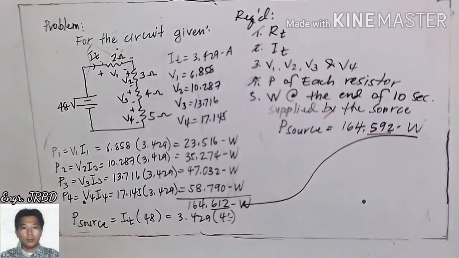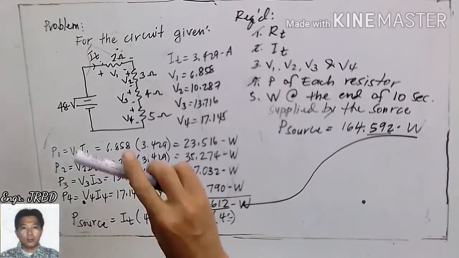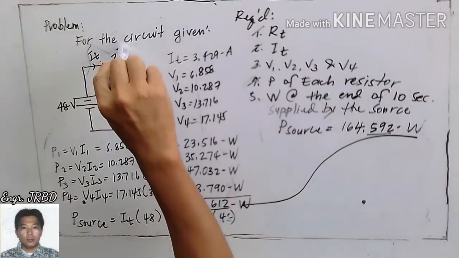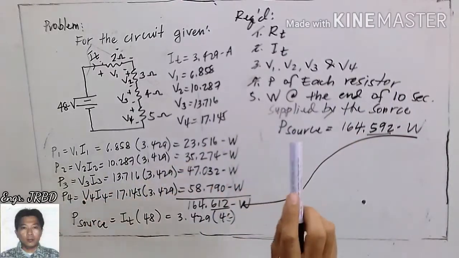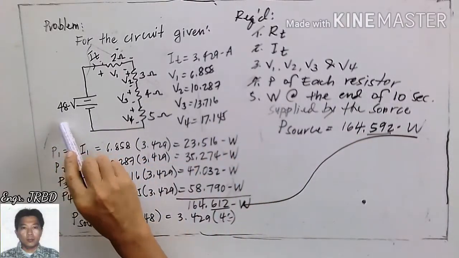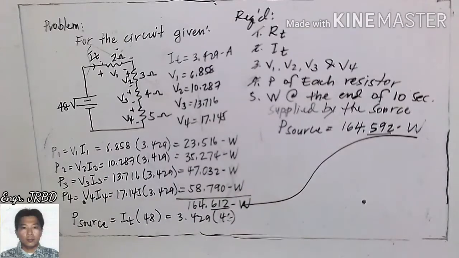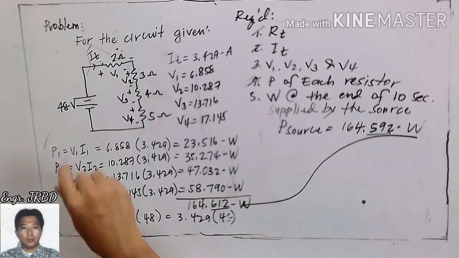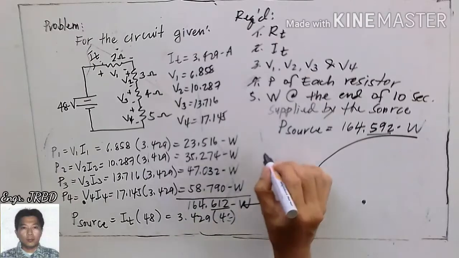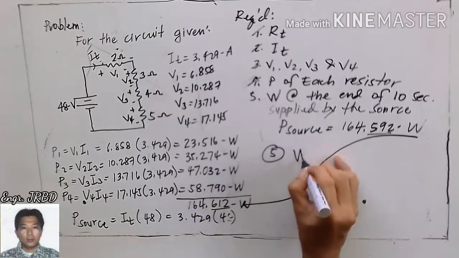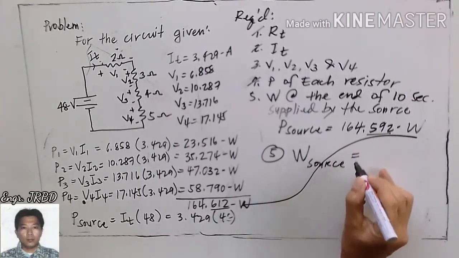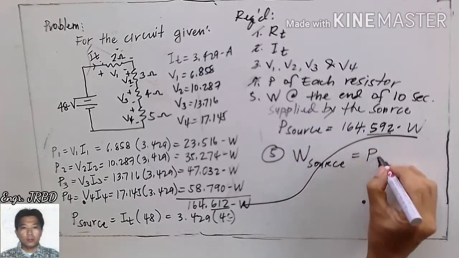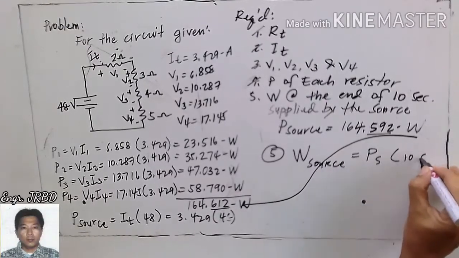So there are two approaches here that you can do. You try to individually compute for the energy consumed by your 2, 3, 4, and 5 ohms at the end of 10 seconds, or you make use of the total energy supplied by your 48 volts at the end of 10 seconds, whichever is more preferable on your part. So if you will do it at the 48 volts, energy supplied by the source is equivalent to the power supplied by the source times 10 seconds.